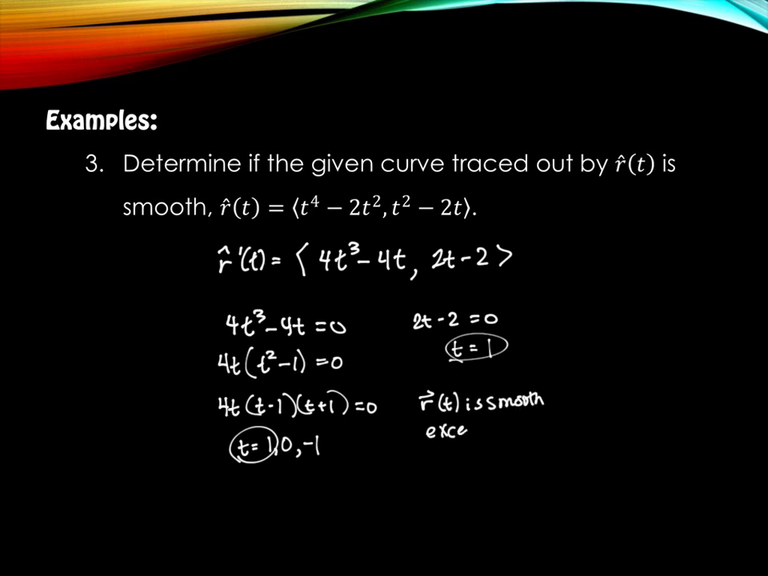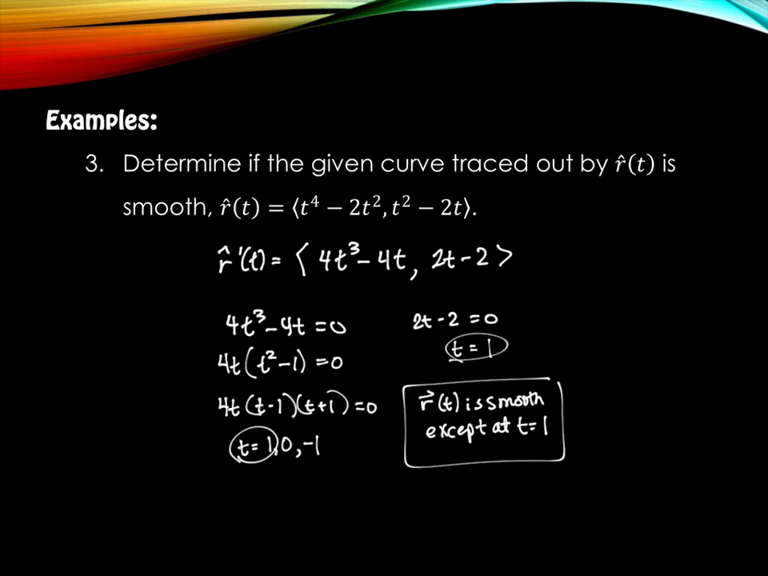Except where? Yeah, it's except at t equal to 1. Right? It's smooth everywhere else. It's as good as anything, I think. I've got it written a slightly different way in my notes, but this works too. Okay, it is smooth, except at this one location.